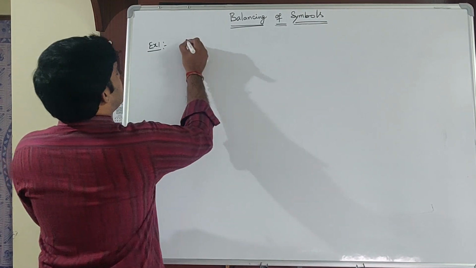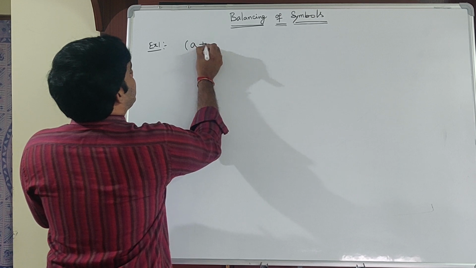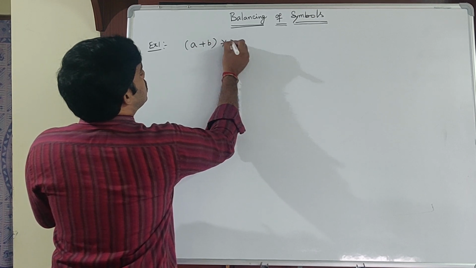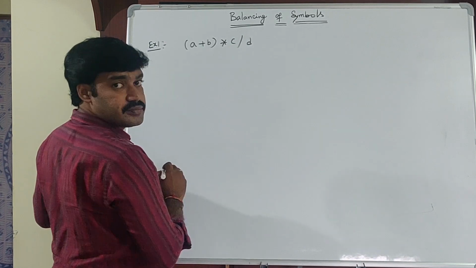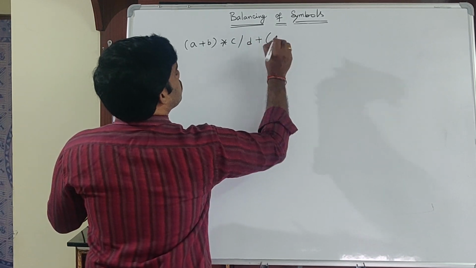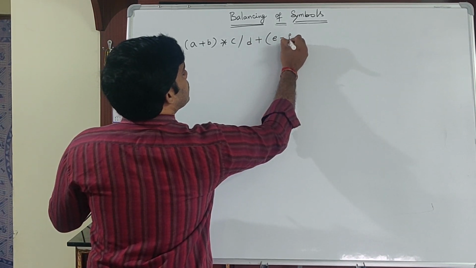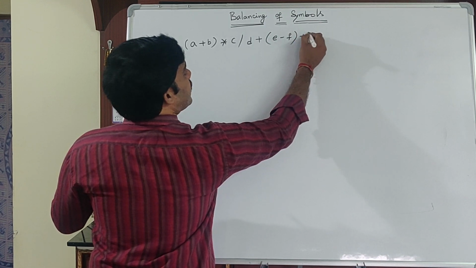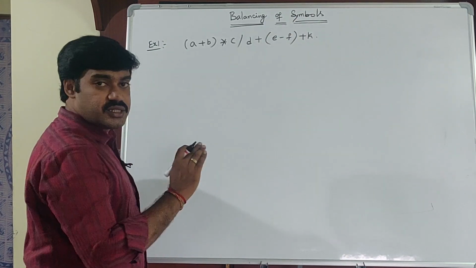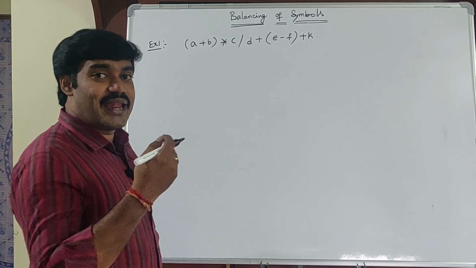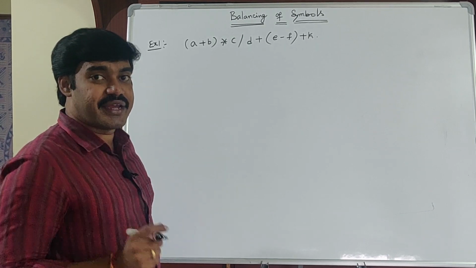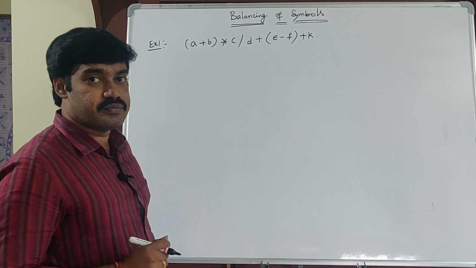Assume that your expression is A plus B star C divided by D plus E minus F plus K. Assume that this is your expression. While checking for balancing of symbols with the help of a stack data structure, what is your first step?